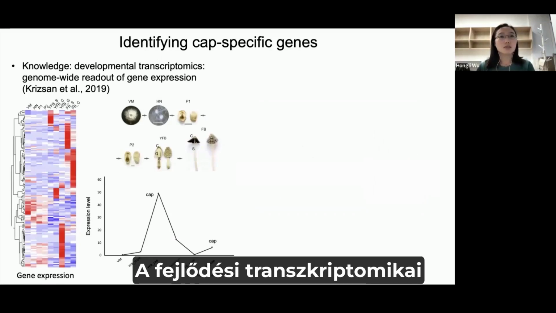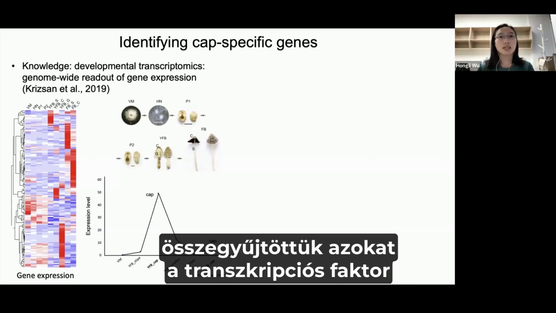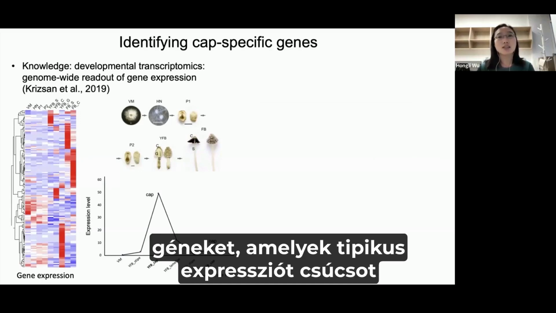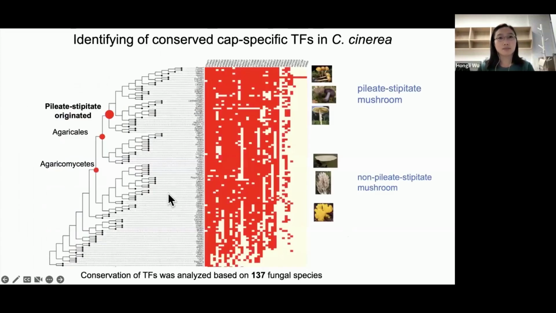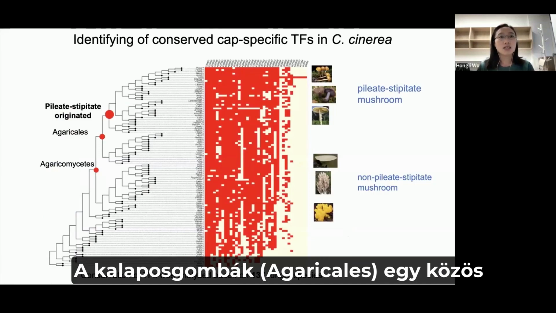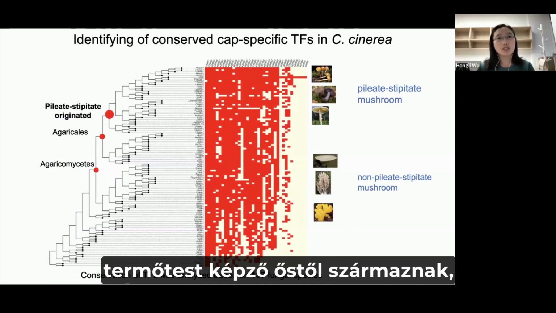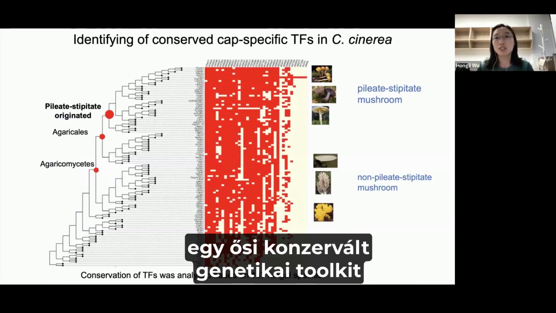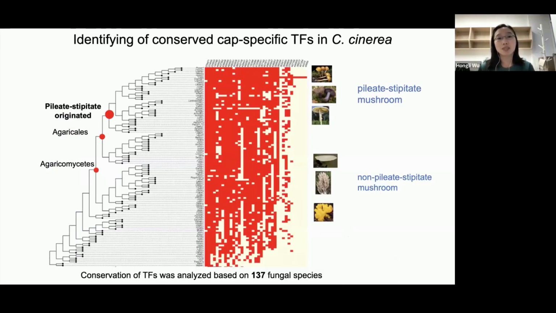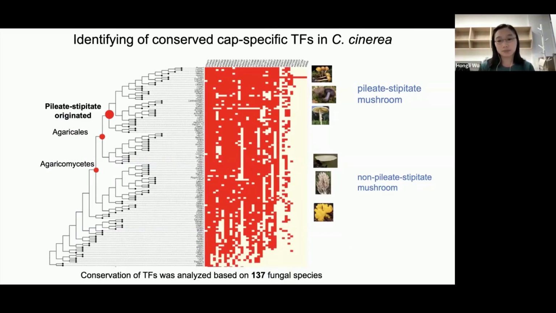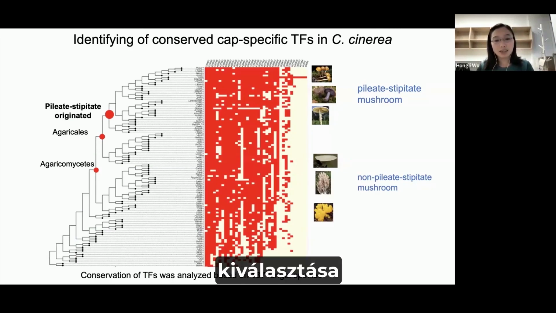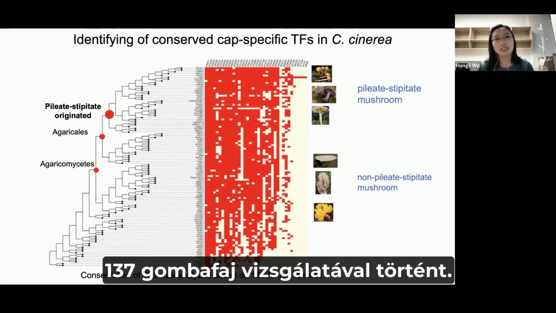With an increasing knowledge of developmental transcriptomics, we collected transcription factor genes that showed a typical expression peak in the cap. And also, all Agaricales share a single fruiting body forming ancestor, which suggests there should be a core, deeply conserved genetic toolkit of fruiting body development. Therefore, we mainly focused on the conserved transcription factors. And the conservation of these transcription factors was analyzed based on 137 fungal species.